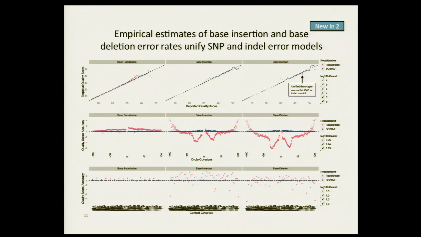You can see that in addition to the sequencing context issues that I showed you, there's also an issue in the accuracy of the indels as a function of the machine cycle, right? At the beginning of reads, you overestimate the quality score, and at the ends of reads, you underestimate the quality score. It's very wild. And you can correct for that using the GATK.